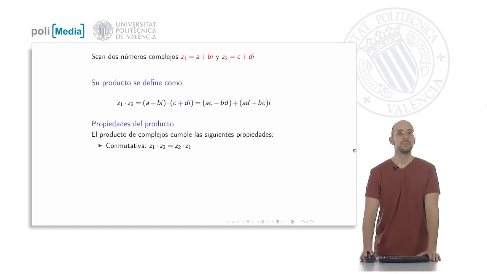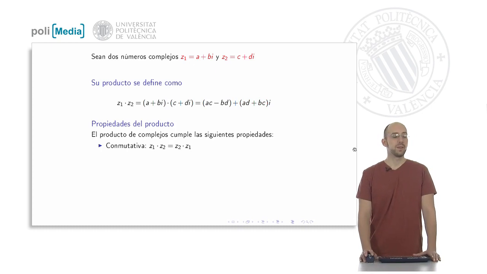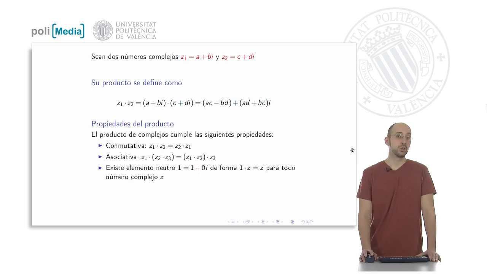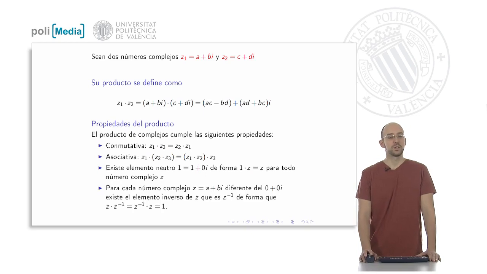Well, what properties does the product of complex numbers verify? To begin with, the commutative property, that is, the order of multiplication does not affect the result. The associative property: if we have to multiply three complex numbers, it does not matter where we start multiplying. There is also the neutral element, in this case 1 plus 0i. This number will be used later to define the inverse of a complex number. Every complex number that is different from 0 plus 0i has an inverse and verifies the following property: z times z to the minus 1 is equal to z to the minus 1 times z, which is equal to 1, or the neutral number 1 plus 0i.